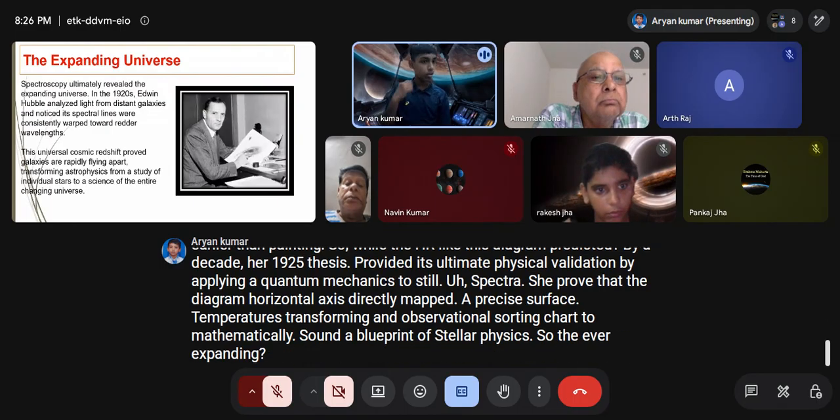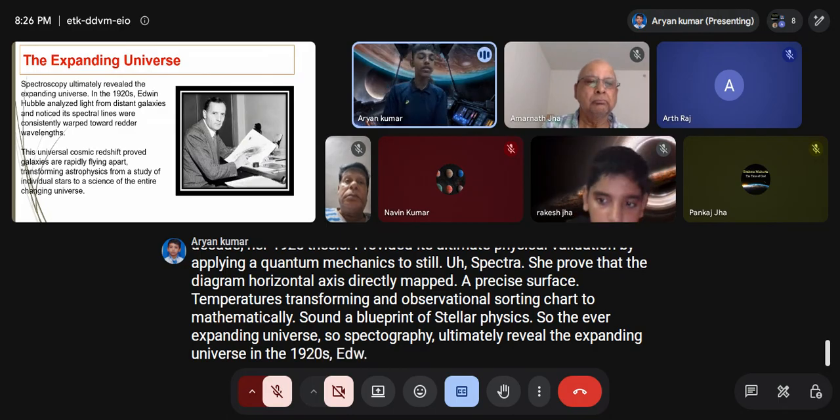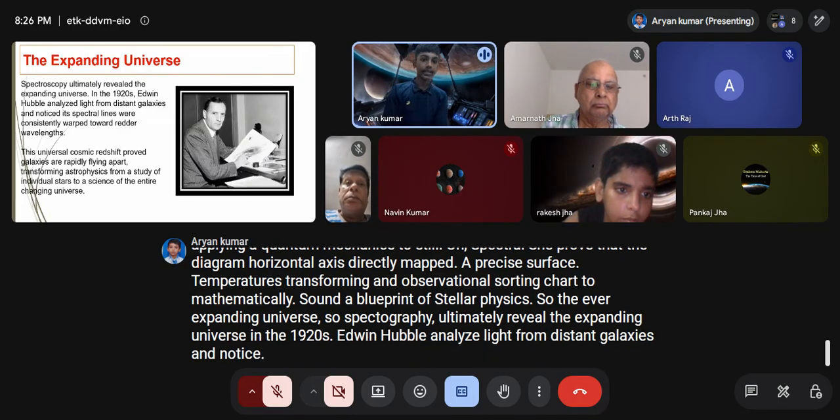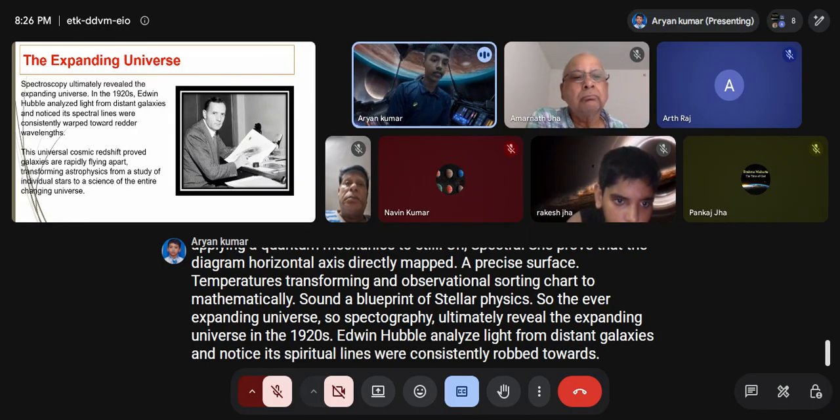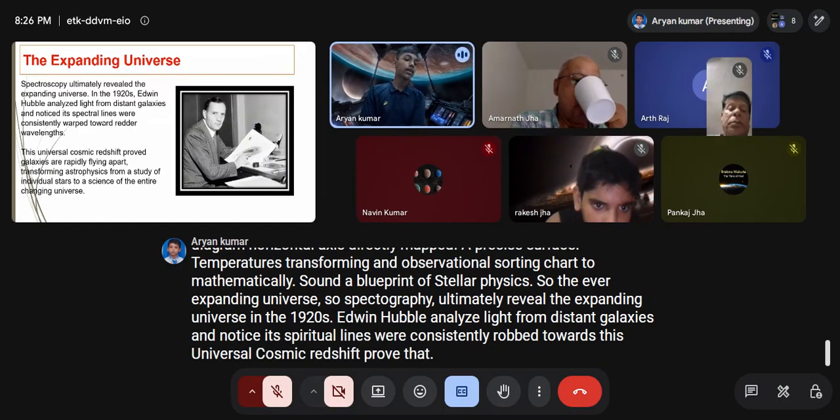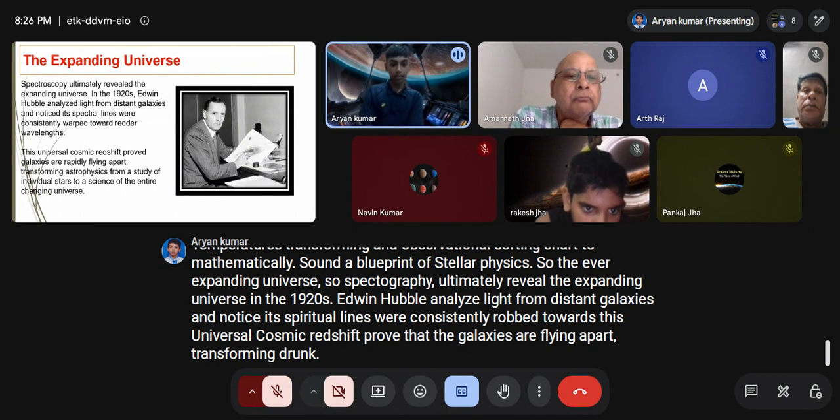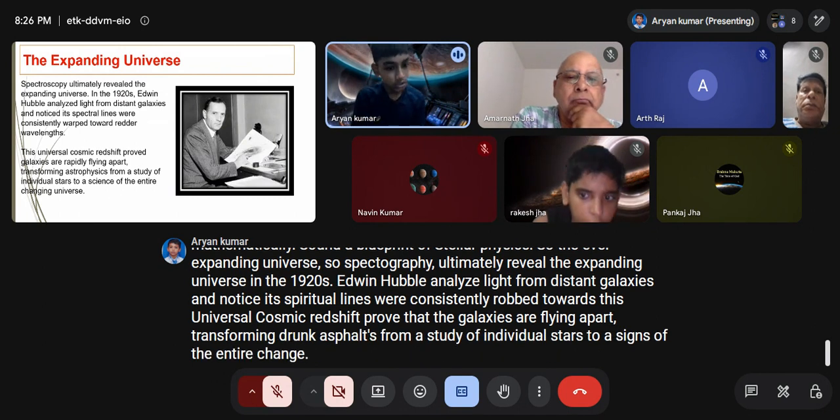So, the ever expanding universe. Spectrography ultimately revealed the expanding universe in the 1920s. Edwin Hubble analyzed light from distant galaxies and noticed its spectral lines were consistently shifted towards the redder wavelengths. This universal cosmic redshift proved that the galaxies are flying apart, transforming astrophysics from a study of individual stars to a science of the entire changing universe.